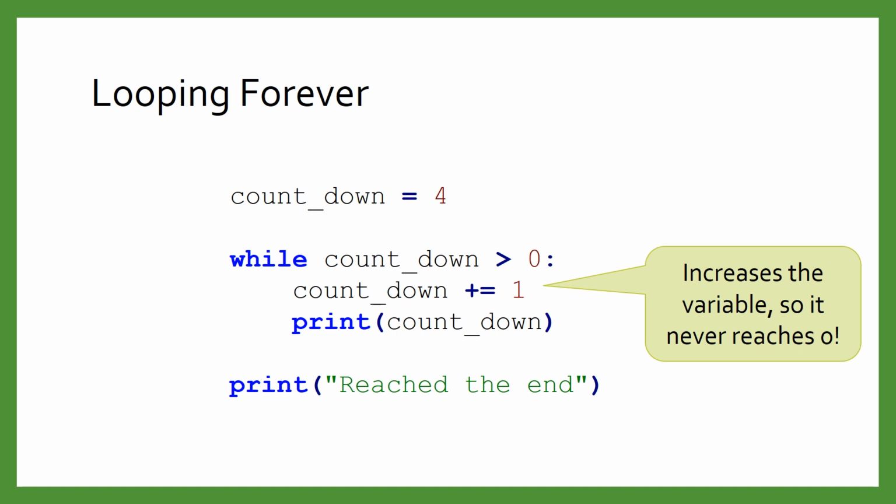A tricky thing about while loops is that it is easy to loop forever by accident. Consider the code below. Because the variable countdown is only ever increasing, it will never reach 0, and therefore the loop never ends.